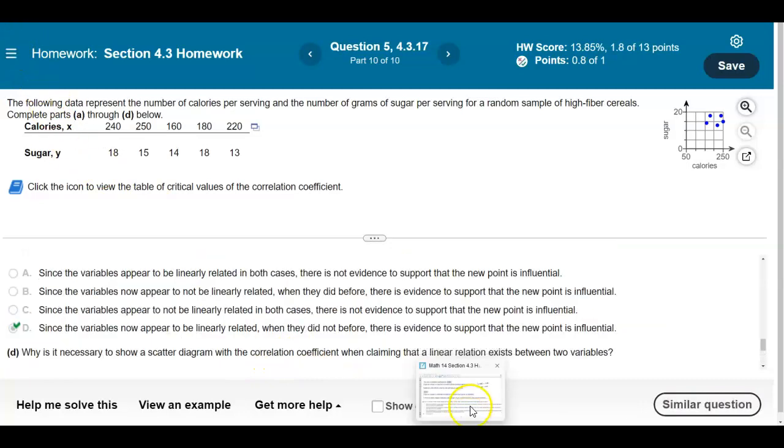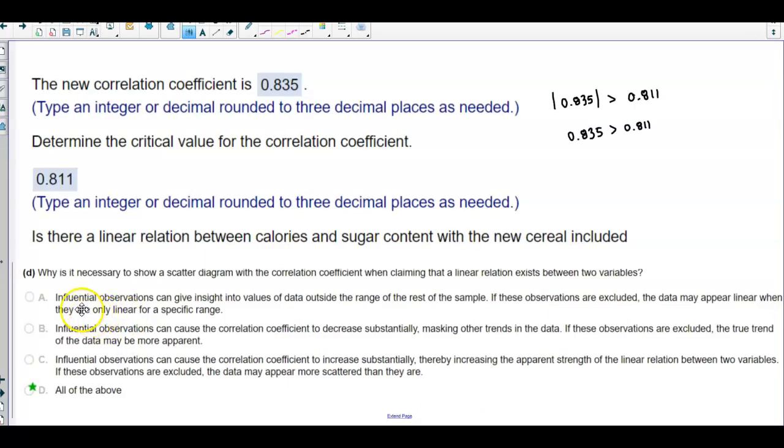So on the next screen, I've opened up this question here, and you can see that all 3 of them are the results, because all of the above can show if a claim that a linear relation exists between those two variables.